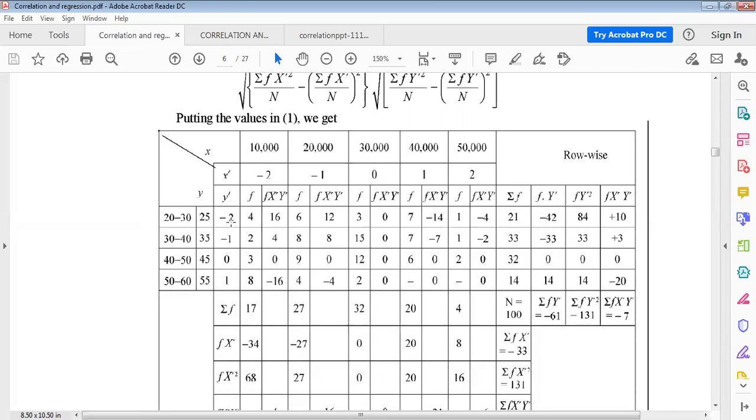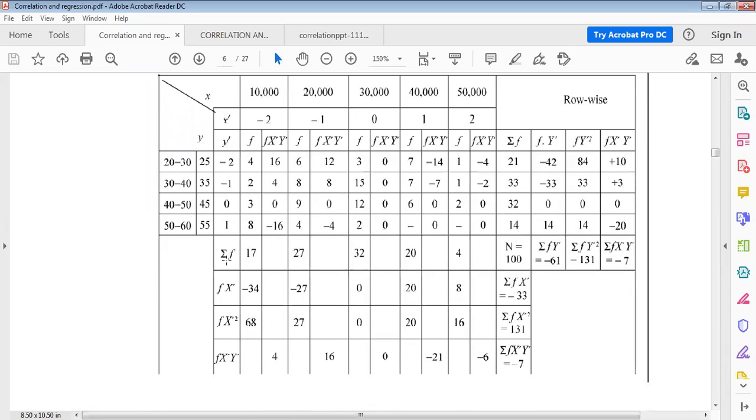Now x dash into y dash: minus 2 into minus 2, minus 1 into minus 1, 0 multiplied by 0, 1 multiplied by 1. It actually looks like a checkerboard. Then taking the summation of f, the total sums are 17, 27, 32, 20 and 4. Summation f x dash is minus 34 and minus 27. Then f into y dash, f into y dash square, and f into x dash y dash.